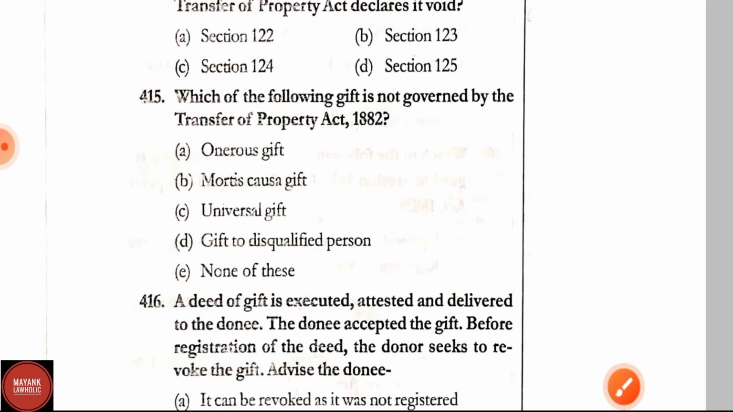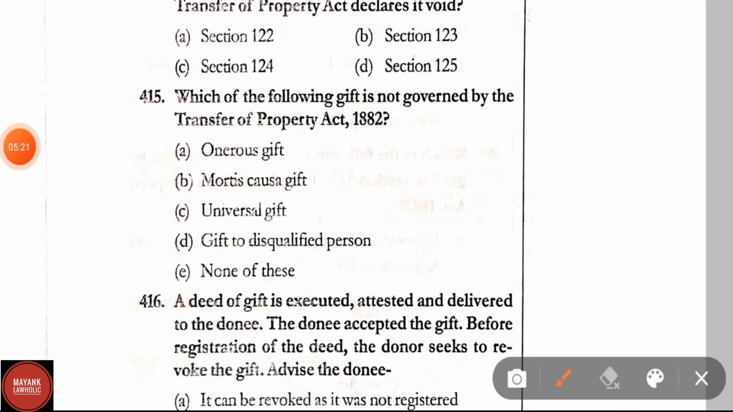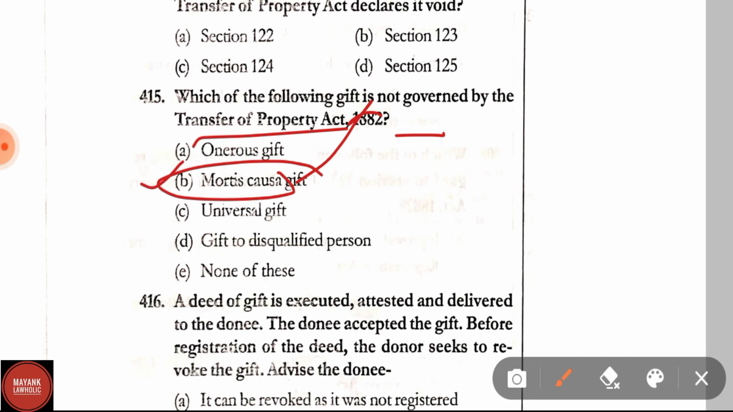Question number 415. Which of the following gifts is not governed by the Transfer of Property Act 1882? Options are onerous gift, mortis causa gift, universal gift, gift to disqualified person, none of these. Here the correct answer is option B. This gift is not governed by the Transfer of Property Act. Onerous gift, universal gift, gift to disqualified person are governed by the Transfer of Property Act.